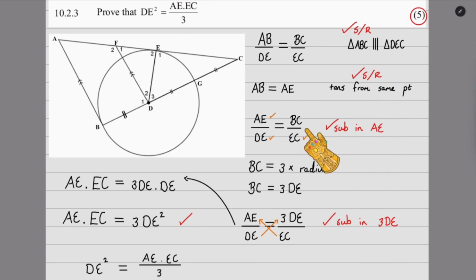The third mark comes from changing AB to AE. The fourth mark comes from changing BC to 3DE. The fifth mark comes from this line over here after you cross multiply. And you do not get marks for the answer because that was given to you.